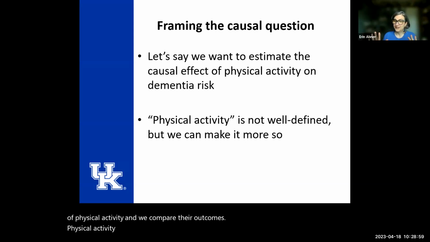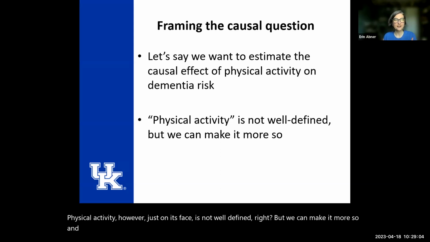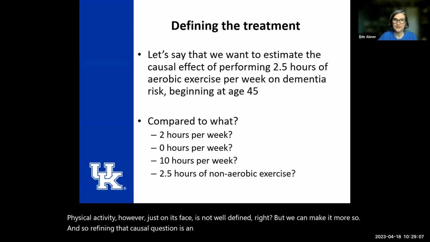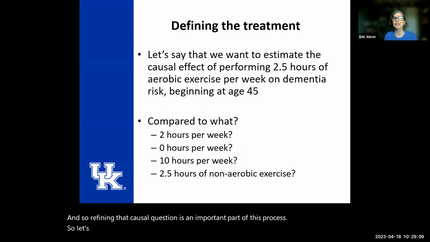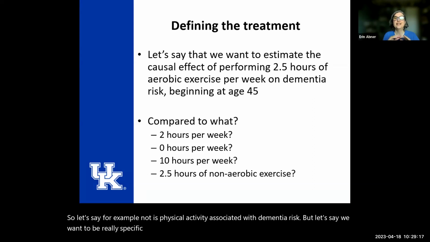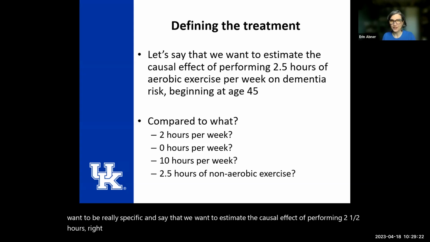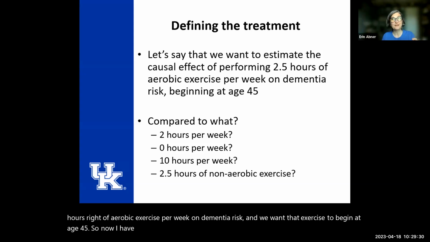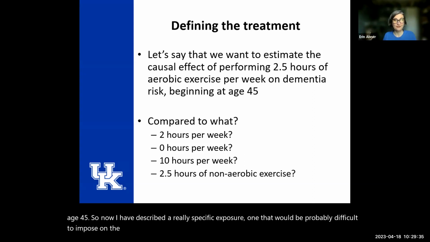Physical activity, however, just on its face is not well defined. But we can make it more so. And so refining that causal question is an important part of this process. So let's say, for example, not is physical activity associated with dementia risk, but let's say we want to be really specific and say that we want to estimate the causal effect of performing 2.5 hours of aerobic exercise per week on dementia risk. And we want that exercise to begin at age 45. So now I have described a really specific exposure, one that would be probably difficult to impose on the population, but not physically impossible.